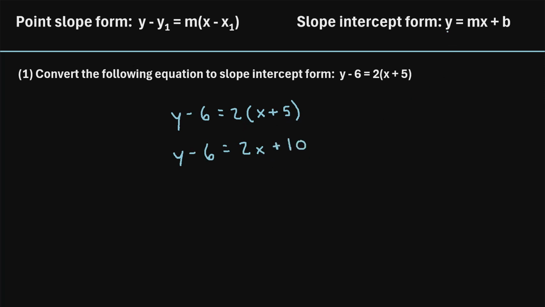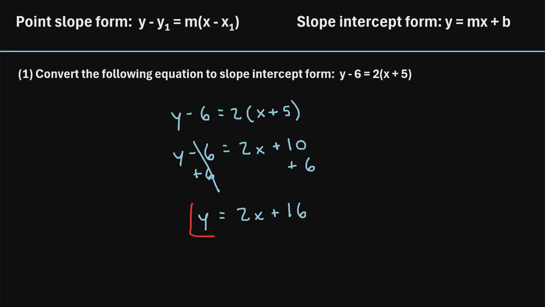Now, notice in slope-intercept form, we want the y to be all by itself on the left-hand side of the equation. So to do that here, we just need to add a 6 to both sides. Because when we do that, these 6's cancel out, and we're left with y is equal to 2x plus 10 plus 6, that's 16, so plus 16.